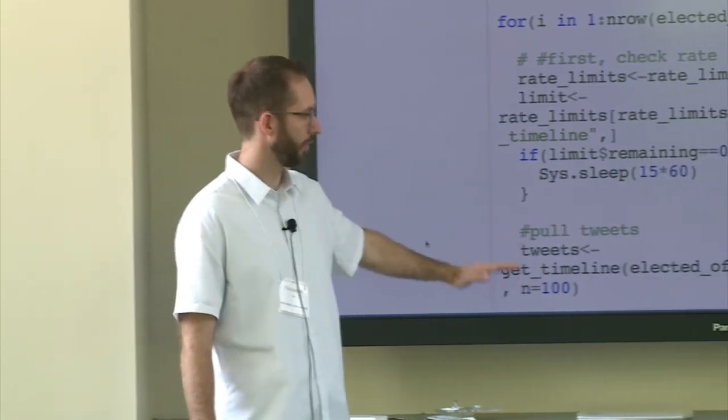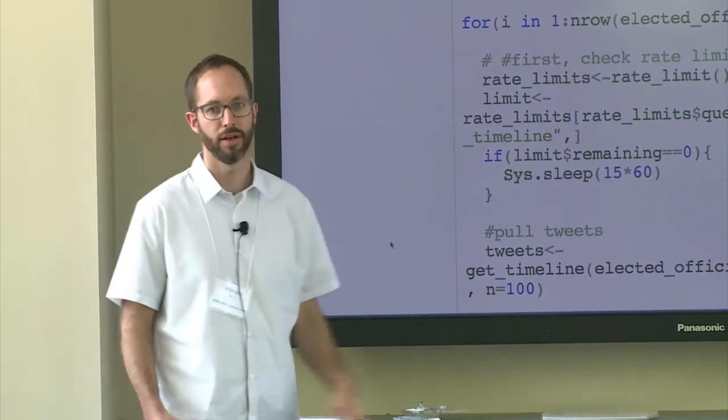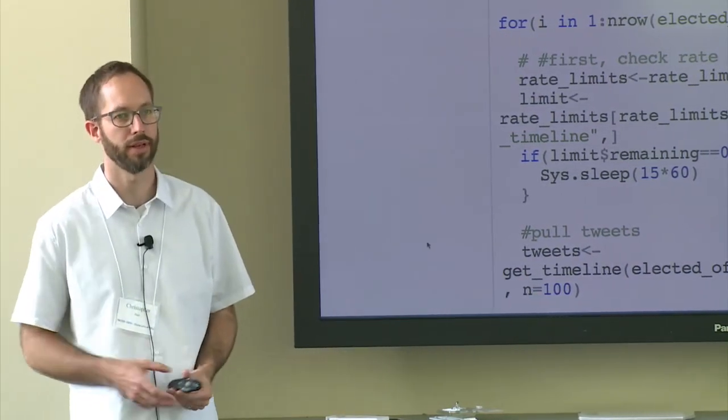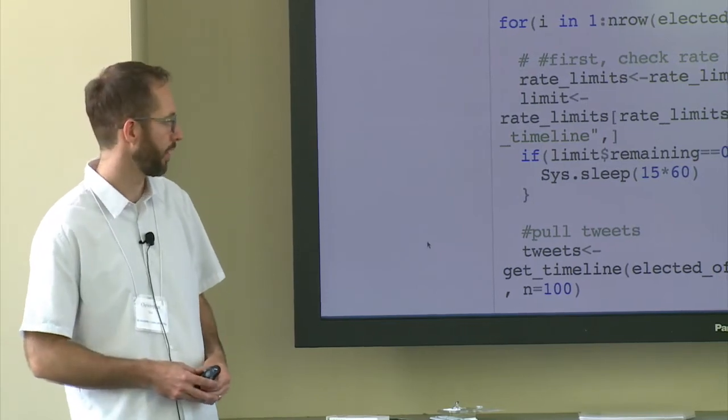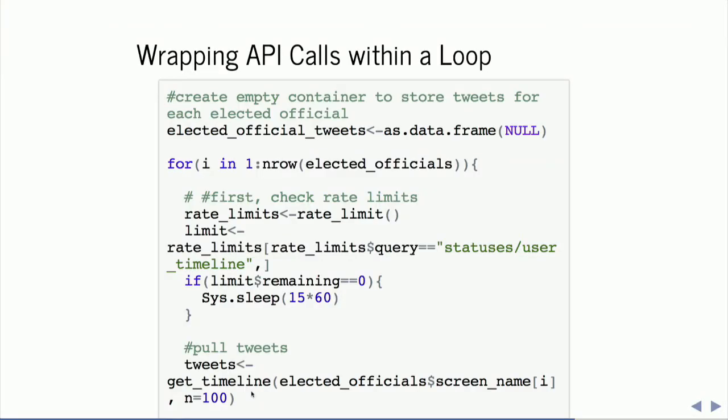OK, and then finally, here's where the action is. We're getting the last 100 tweets of all the elected officials. We're going to work with this data tomorrow when we do text analysis. And we're creating a data frame called tweets that we're populating. We're adding a row each time through the loop. And the code is cut off down here, but you can see at the end we use an rbind command. And if you're looking in the markdown, you can see the full code. And we're populating a data frame called elected official tweets.